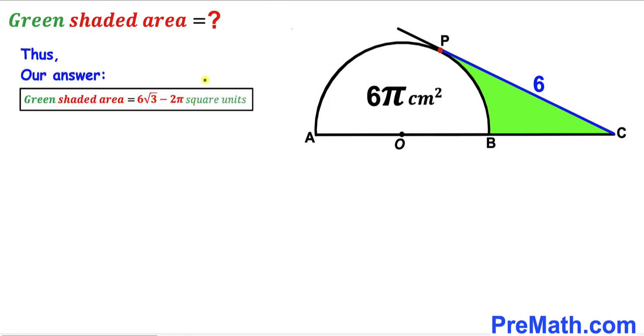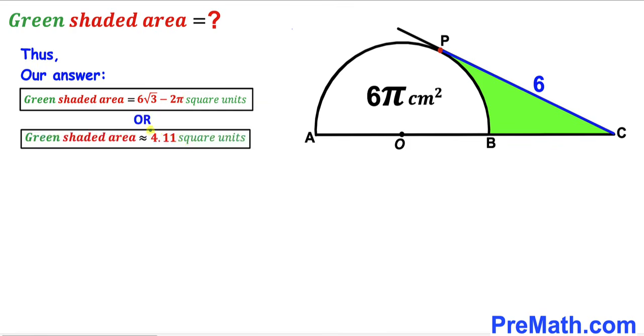So thus after all the calculations and manipulations, the area of this green shaded region turns out to be 6 times square root of 3 minus 2 pi square units. And that is going to be approximately equal to 4.11 square units as well. And that's our final answer.